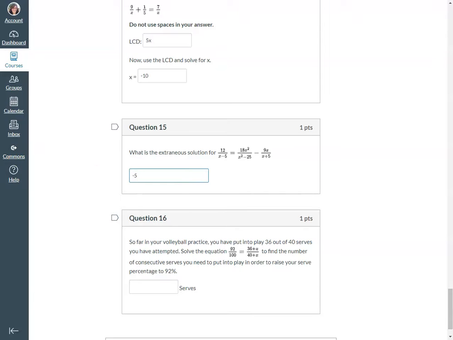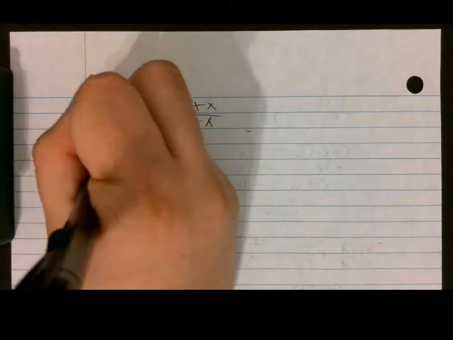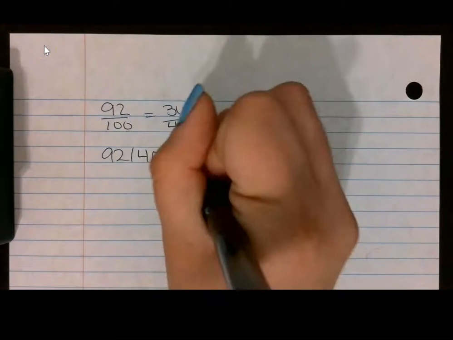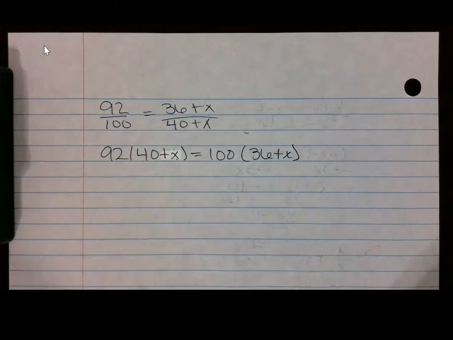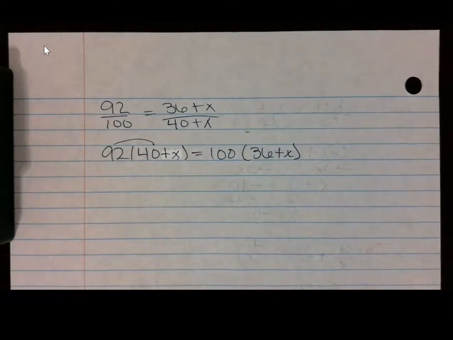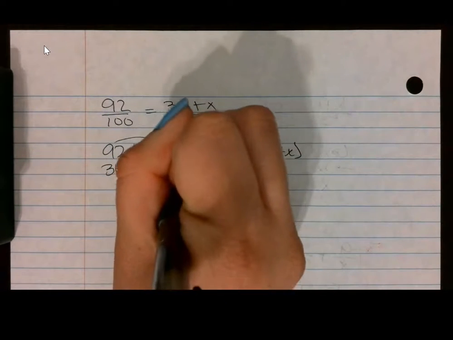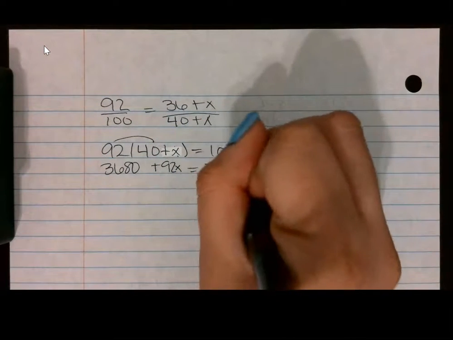What I'm going to do is cross multiply. So I'm going to have 92 times 40 plus x equals 100 times 36 plus x. So then when I want to distribute, I have 92 times 40. I do not know that one. Let me grab my calculator really quick. 92 times 40 is 3,680 plus 92x equals 100 times 36, so 3,600.